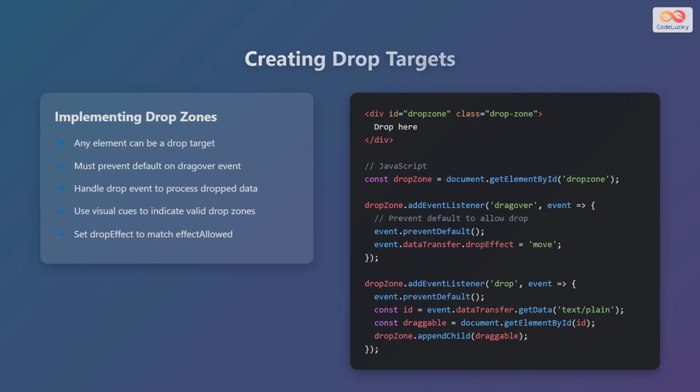Let's see how to create drop targets. Any element can be a drop target. We must prevent the default on the drag over event. We handle the drop event to process the drop data. We use visual cues to indicate valid drop zones and set the drop effect to match effect allowed. Consider the code snippet for more clarification. Drag over and drop event listeners are added for the element with drop zone ID.